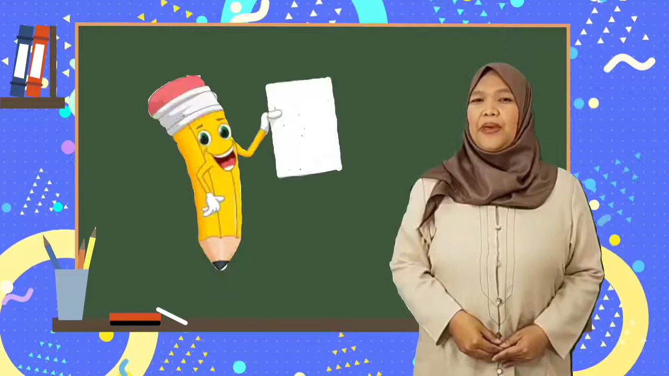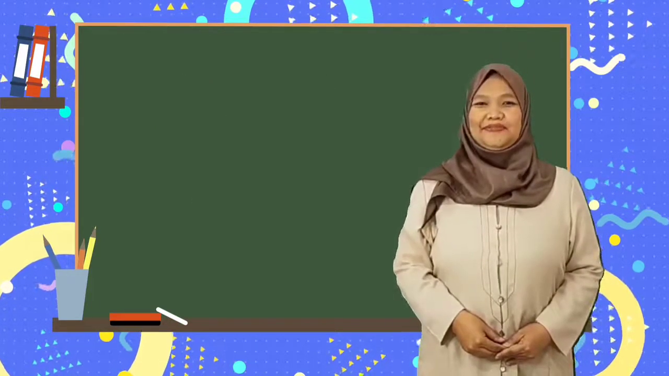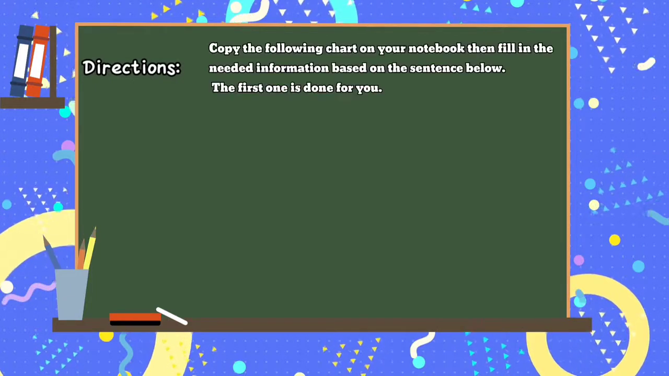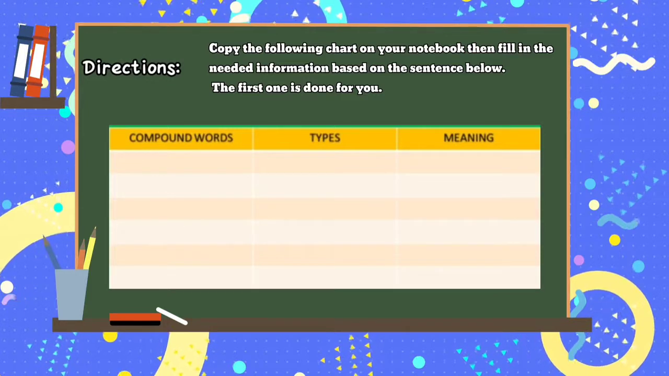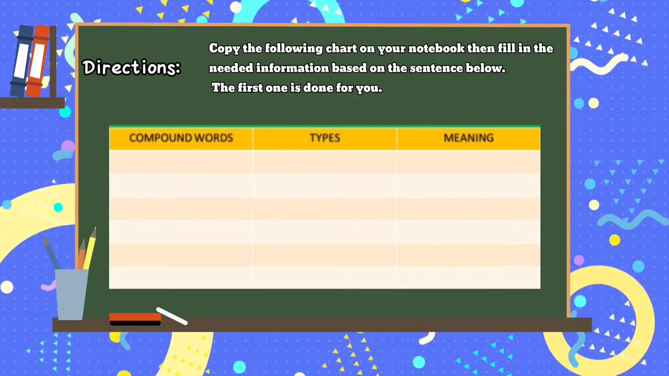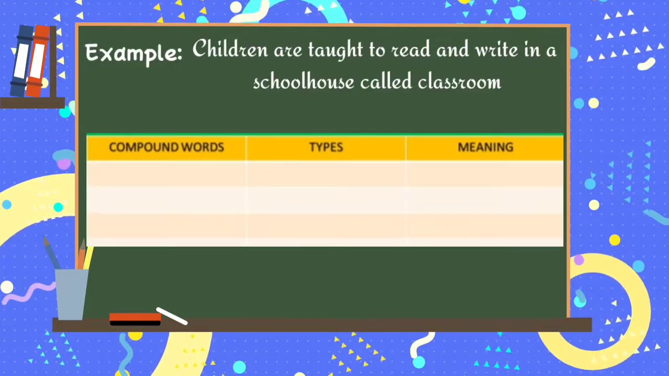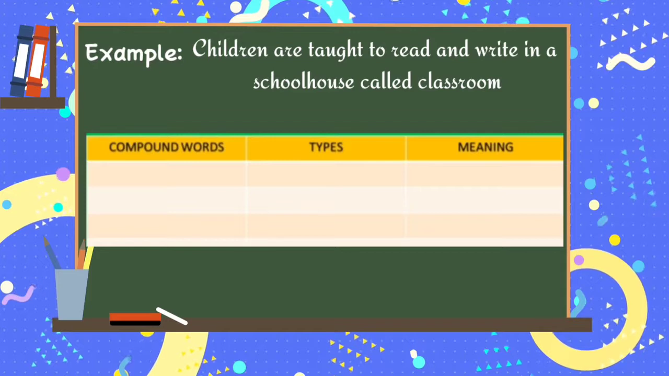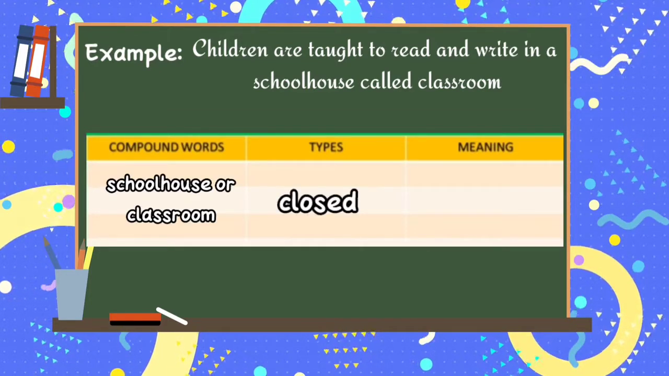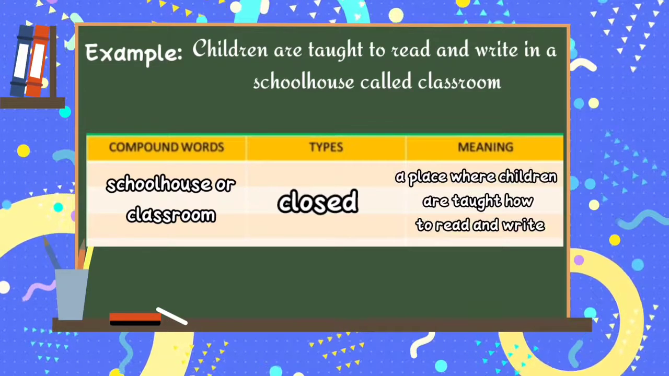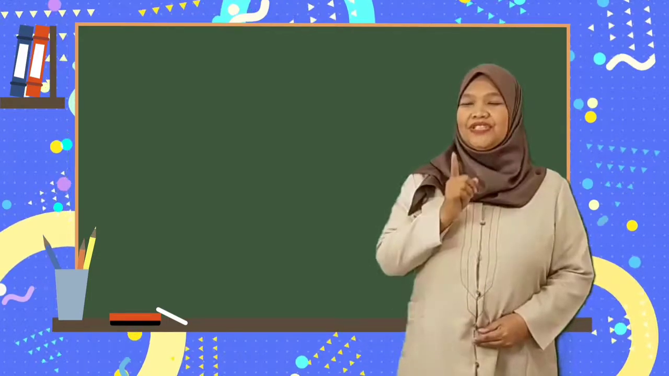Now, get your paper and pen and let us try to answer activity number 1. Directions: Copy the following chart on your notebook, then fill in the needed information based on the sentences below. The first one is done for you. Children are taught to read and write in a schoolhouse called classroom. Schoolhouse or classroom is a closed compound form, and it means a place where children are taught how to read and write.